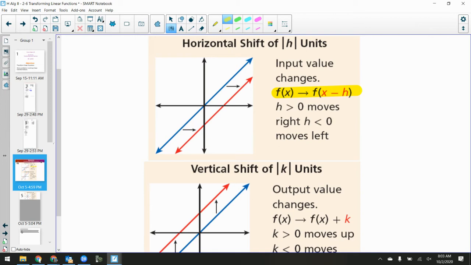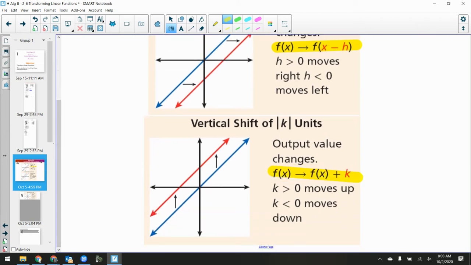Now, the next one, vertical. Vertical shift. Okay, for a vertical shift, f of x is going to map to f of x plus k. That's a k, couldn't tell. Okay. F of x plus k. Now in this case, the output value is going to change. What do you guys want to do? Up or down? Up how much? 2. Up 2. Okay. Up 2.